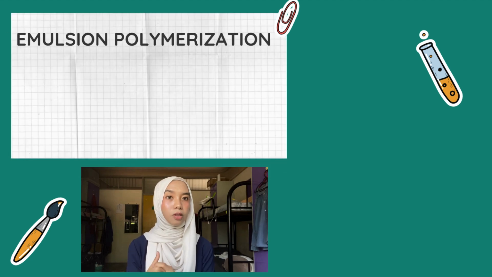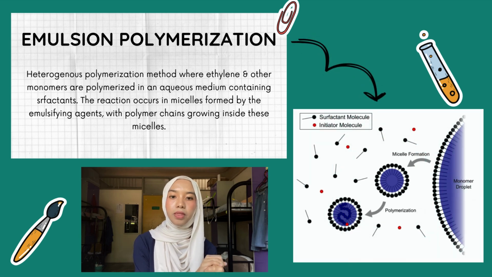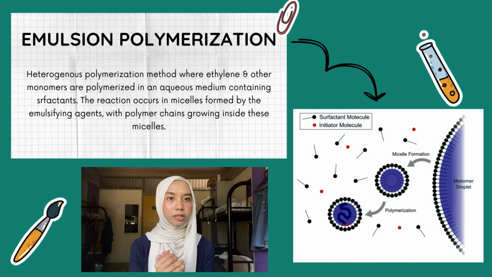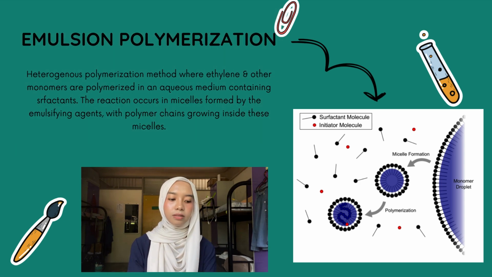Emulsion polymerization is a heterogeneous polymerization method where ethylene and other monomers are polymerized in an aqueous medium containing surfactant. The reaction occurs in micelles formed by the emulsifying agent, with polymer chains growing inside the micelles.